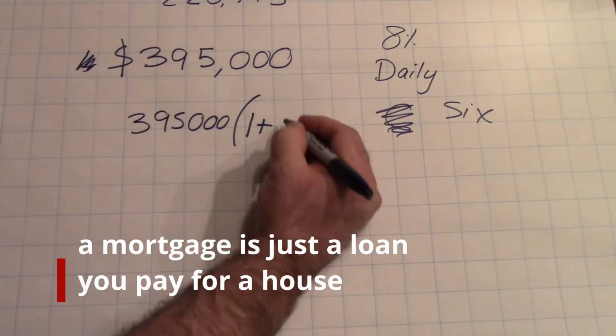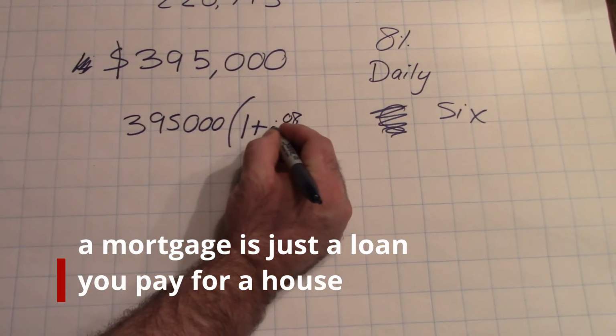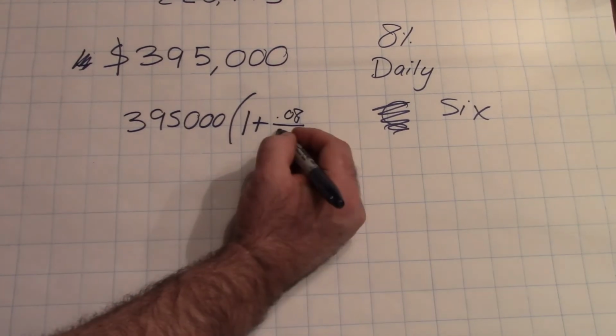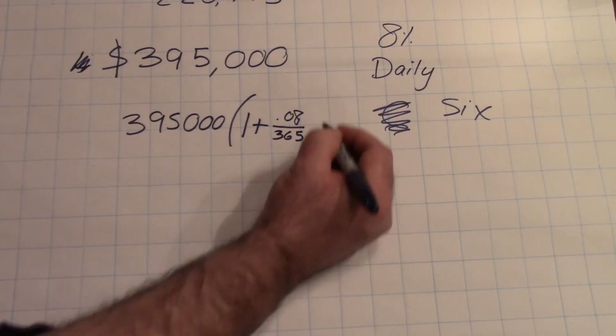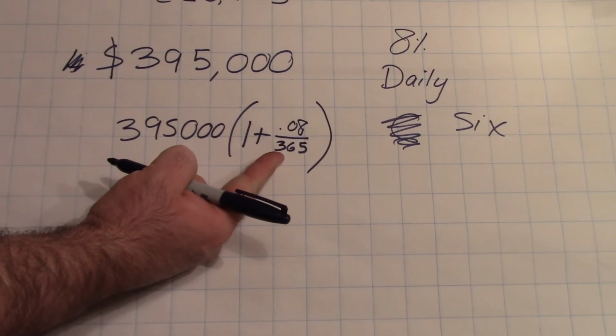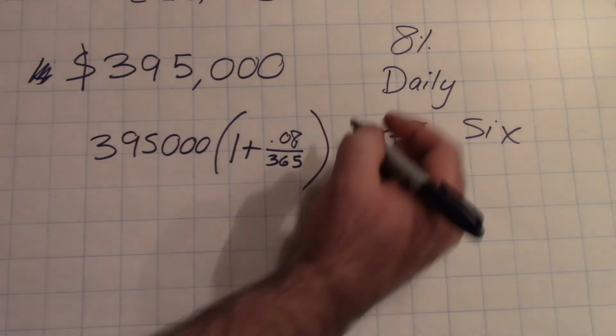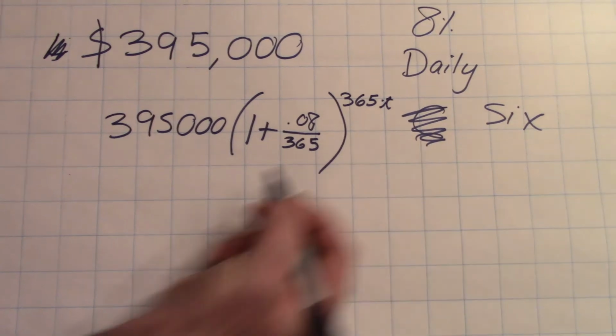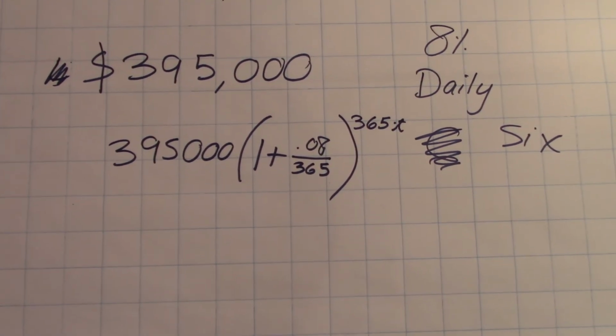But this is 0.08. And daily, I'm going to cut that interest rate up into 365 pieces. But since it's cut into 365 pieces, that means it's being compounded every single day. So we're going to have 365 times t. And we can go ahead and plug this in.